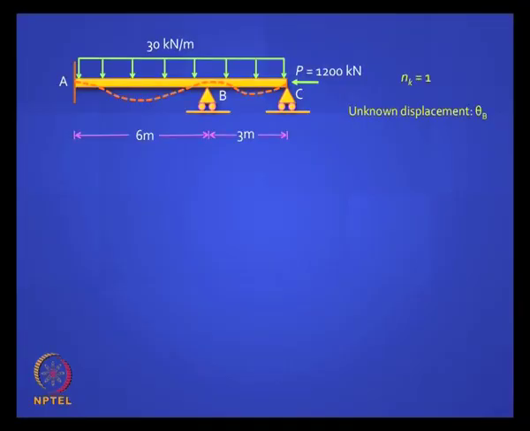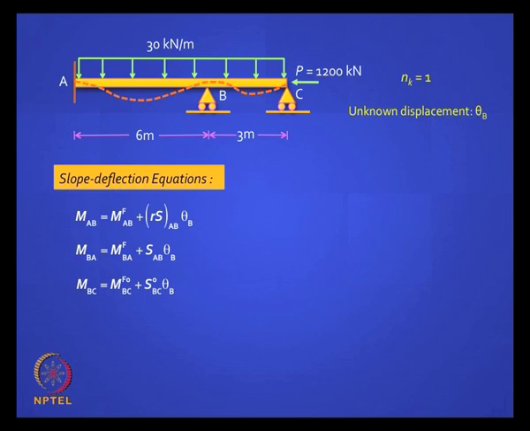So let us proceed, take that problem. Degree of indeterminacy is still the same, kinematic indeterminacy theta b. Write down your slope deflection equations. Those are very easy to write. MAB is MFAB. Normally you would have written 2 EI by L theta b, but now you will write R into S for the element AB. For BA, MFBA plus SAB, you can write SAB or SBA, does not matter, it is for the same element, into theta b.